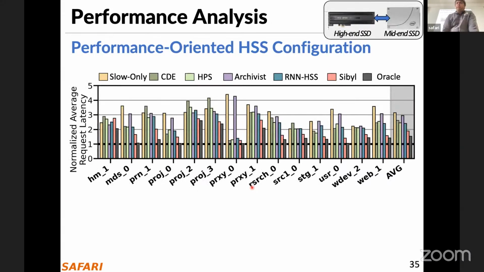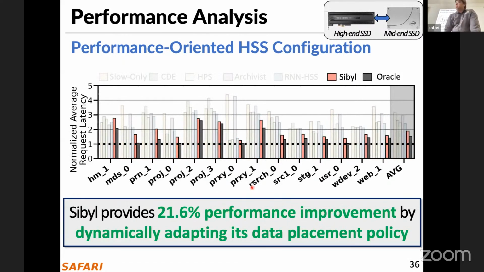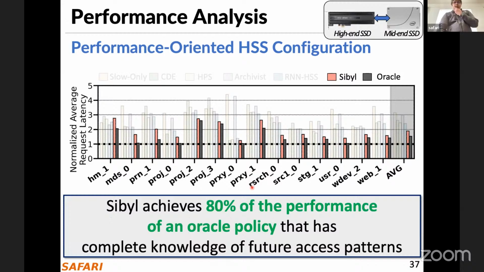On a performance-oriented HSS configuration, we see that Sibyl provides 21.6% improvement, and it achieves this by dynamically adapting its data placement policy. It also achieves 80% of the performance of an Oracle policy, which has complete knowledge of future access patterns.